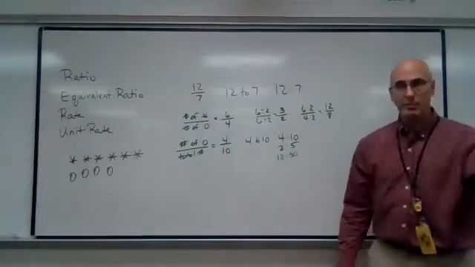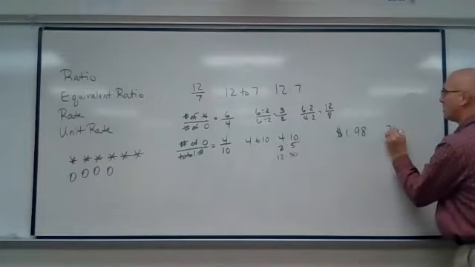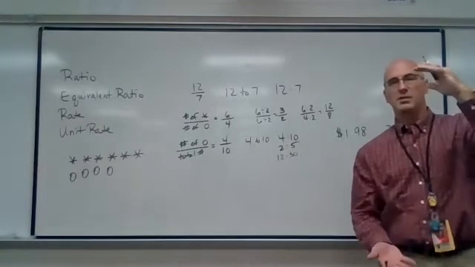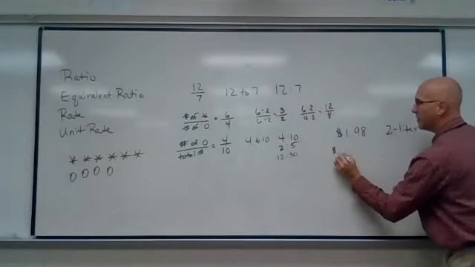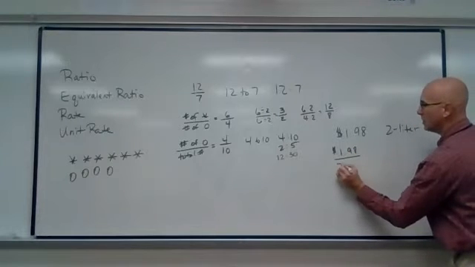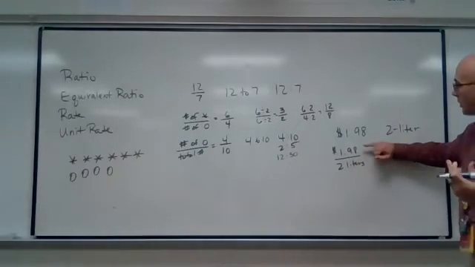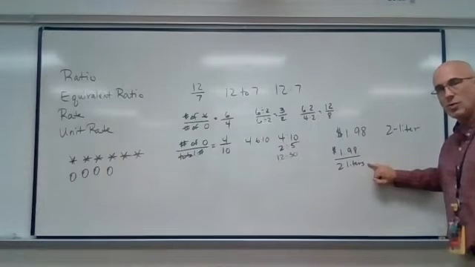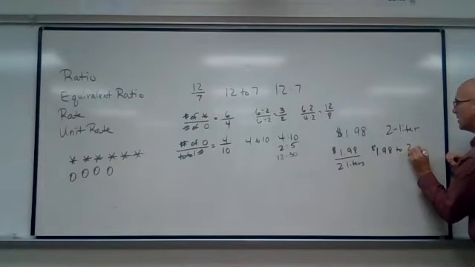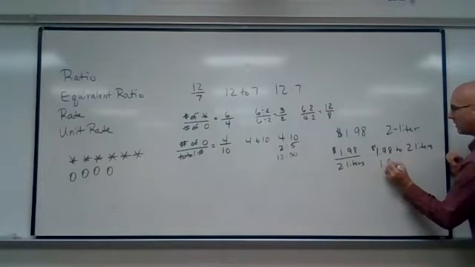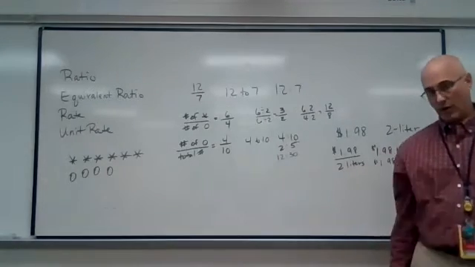Say I'm buying a 2-liter bottle of soda, and it costs $1.98 for a 2-liter. Okay, so a bottle of soda costs $1.98. We know there's 2 liters in there. So we can write a ratio, $1.98 to 2 liters. Okay, that is a ratio, but it is also a rate. We're comparing an amount of money to a volume. And we could write that $1.98 to 2 liters, or we could say $1.98 to 2 liters. Okay, any way is considered a ratio.